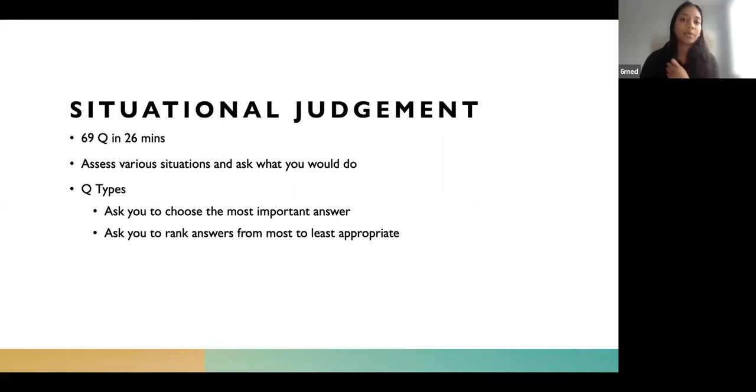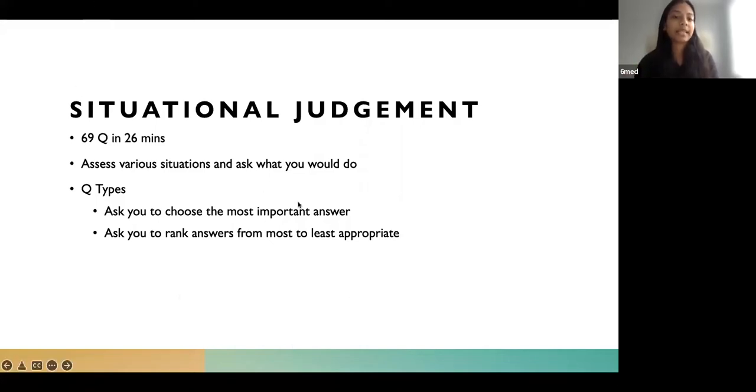Finally, we have situational judgment. So you get 69 questions to do in 26 minutes. Again, you might be a little bit strained for time, but the more you practice situational judgment, and if you read over some medical ethics, which you might even use for your medical school interviews, it's really easy to get the marks in this section.